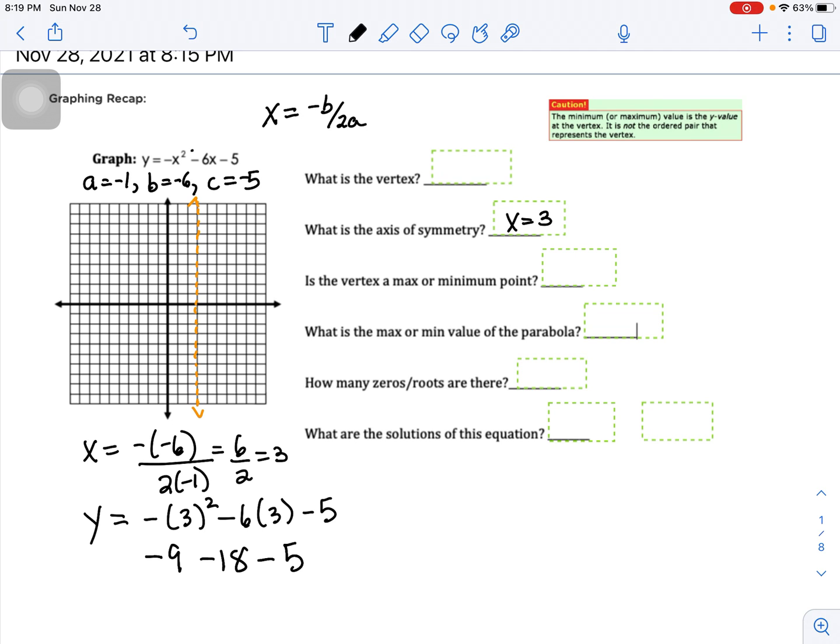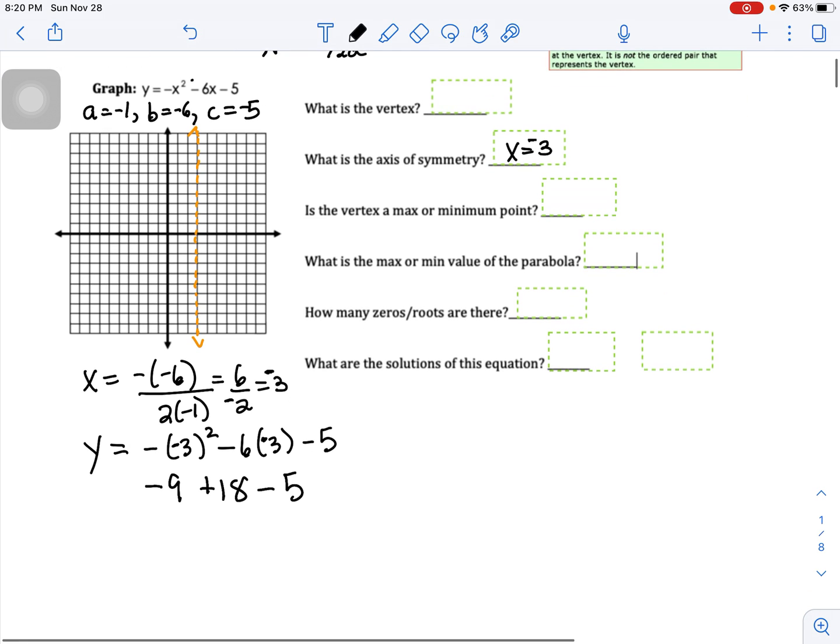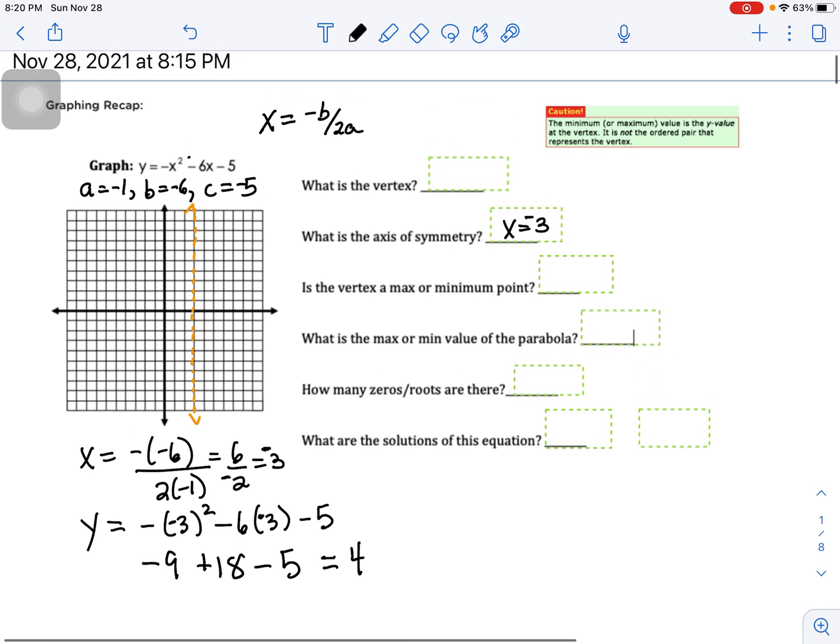Okay, I made a mistake. This is supposed to be -3, and the reason is because it's 6 over -2, which is -3. That changes this just a little. That's still going to be a -9, but it's going to be a +18. And so that's 9 minus 5, which is 4. So now we have our vertex at -3, 4.